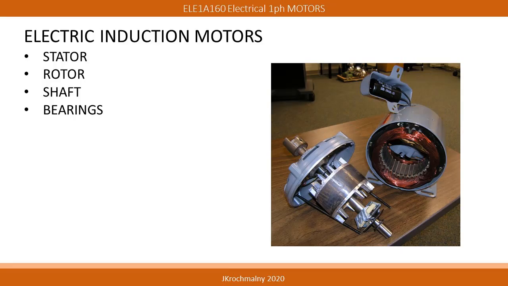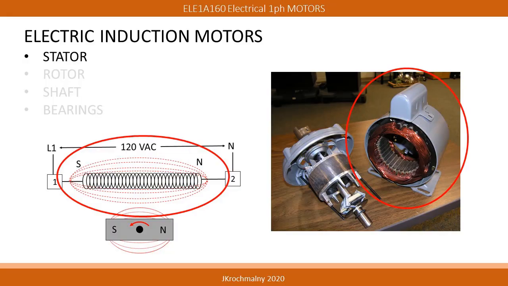All motors have similar components. When referring to induction motors, the major components are the stator, rotor, shaft, and bearings. The stator of an induction motor is the coil that is stationary. This coil does not move, but receives the current from the motor's power source.